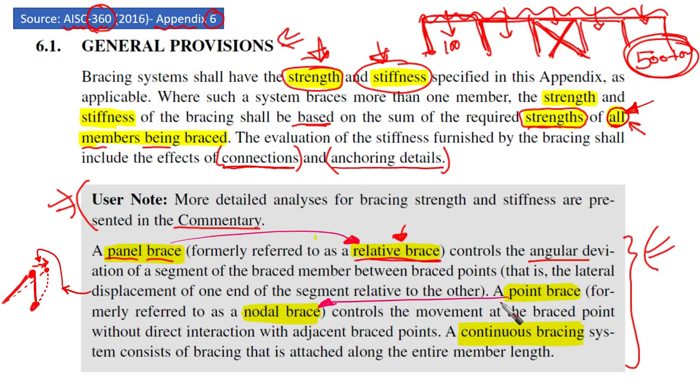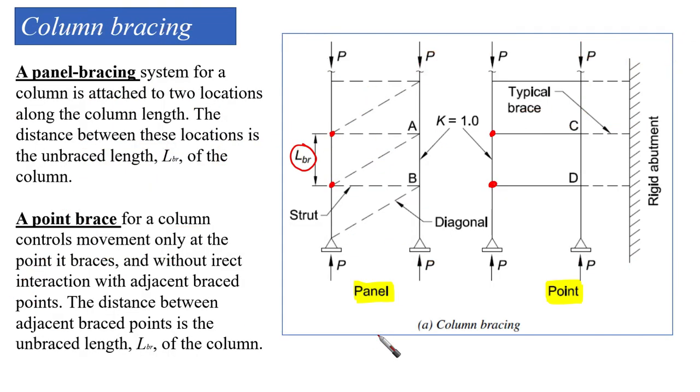On the other hand, we have another type called a point brace, formerly referred to as a nodal brace. It controls the movement at the braced point without direct interaction with adjacent braced points. And I'm going to show you what the meaning of nodal brace is in a minute. Let's go here. So the point brace is something like this, where every point is going to be connected directly to something that is stiff enough to provide the stiffness and strength for the element that is being braced, as you can see.